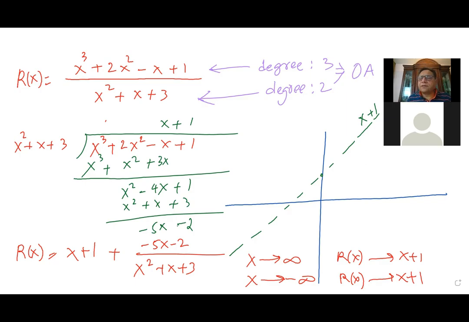One more critical thing which we need to understand here is behavior near the asymptote. So let's focus on that, let's write down here.